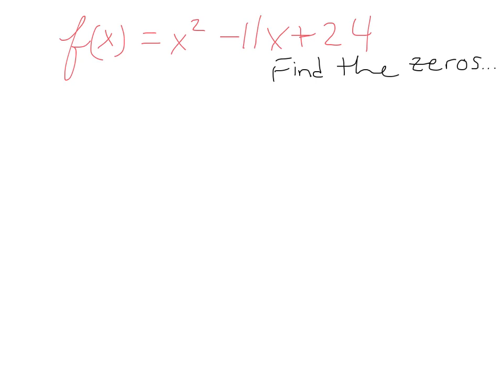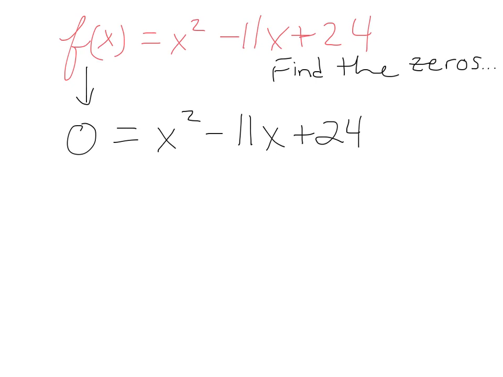We're looking at the function x squared minus 11x plus 24. And we want to find the zeros of this function, or where the function crosses the x-axis. Now where the function crosses the x-axis, that's where y is 0, or the value of your function is 0. So we can make this statement to see if we can figure out a truth about x when our function is 0.